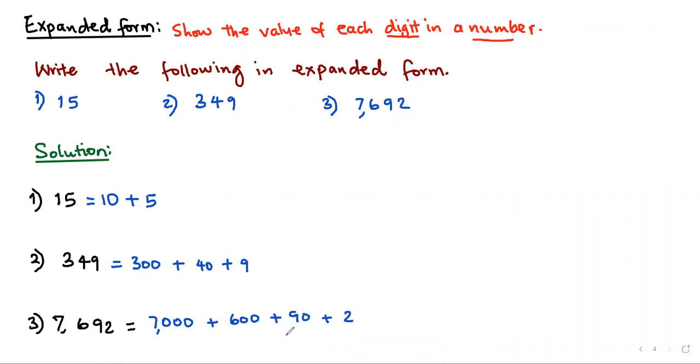Did you study about this in Pratom? Yes or no? Yes. You learned about this, I'm very sure. Okay, now let's get to know the expanded form of decimal numbers. Actually, in Matem 1, we are not supposed to be learning about the expanded form of 15, 349, 7692. No, we are supposed to look at the expanded form of decimal numbers. Let's look at this.